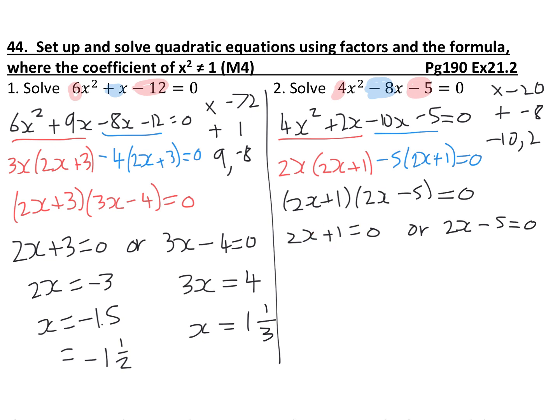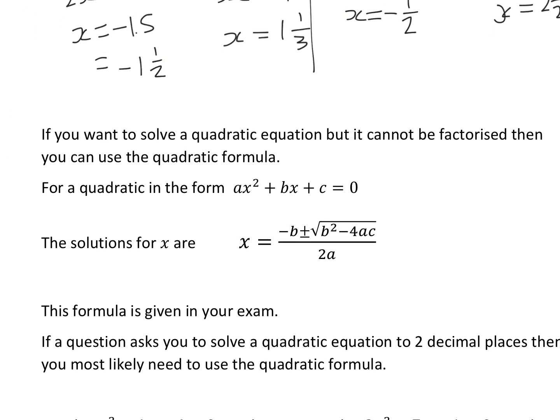If we solve this one, we take 1 off both sides, so 2x would be minus 1. And if we divide both sides by 2, we get x is minus a half. On the second equation, if we add 5 to both sides, we get 2x equals 5. And if we divide both sides by 2, we get x is 5 over 2, or 2.5. So that's using the factorizing technique, and it doesn't always work out nicely like that. If you try team and it doesn't work, then you should look at the next bit below.